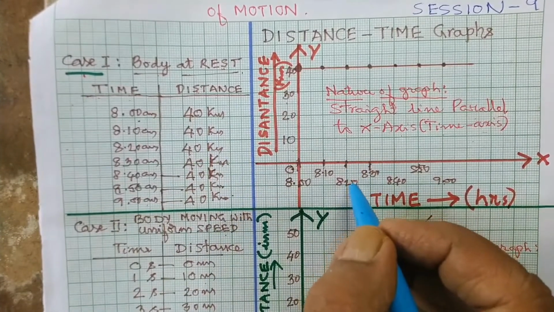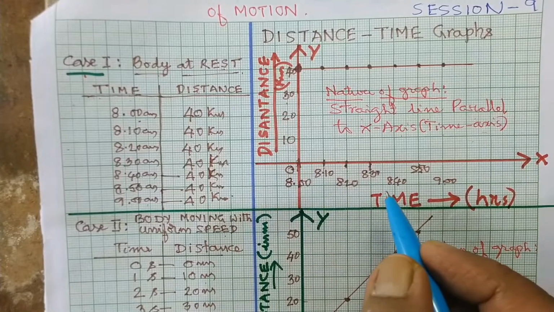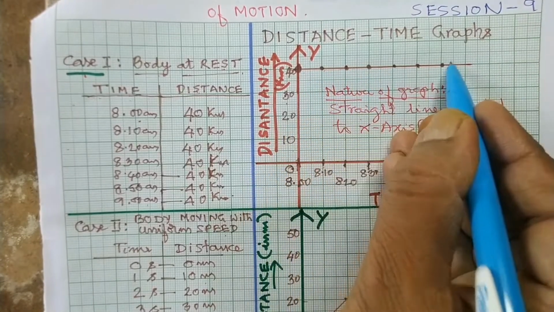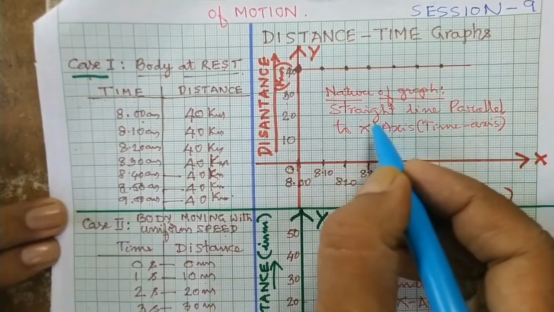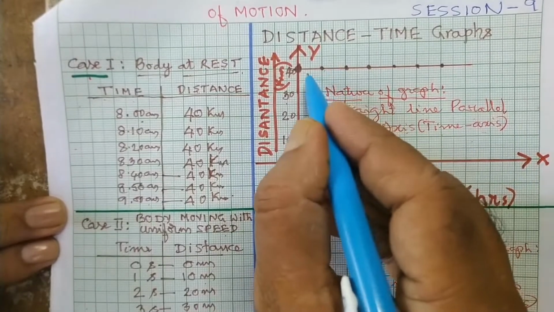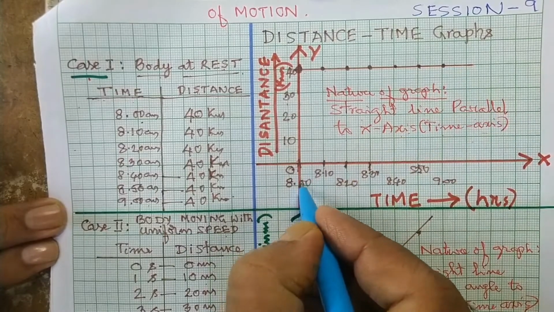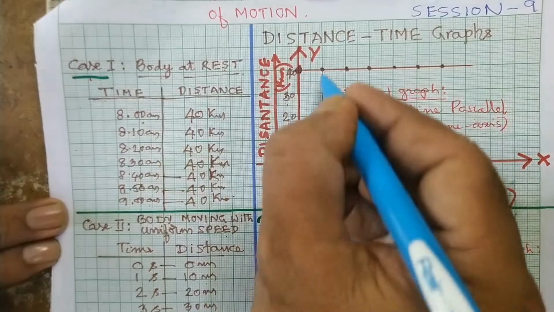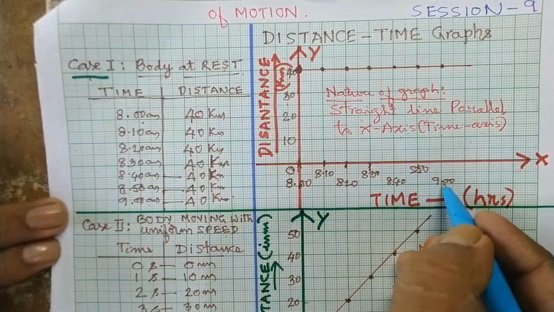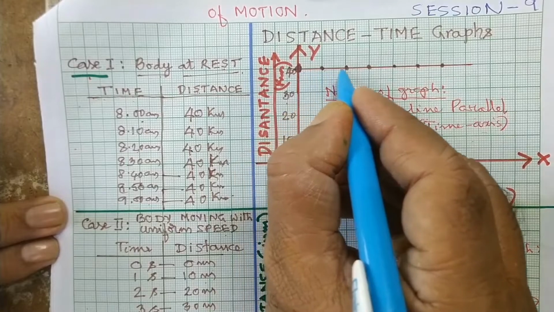So if you draw the graph between the distance and the time, we found that the graph line is a straight line, and we have seen that nature of the graph is straight line parallel to the x-axis. Now, why we are getting parallel to the x-axis? Already I explained, once again I am explaining. At 8 a.m. it is 40 kilometer, at 8:20 also 40 kilometer, like that at each and every part of this time it is 40 kilometer. As it is 40 kilometer, we are getting the straight line.